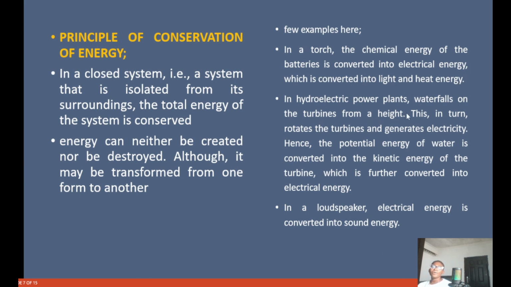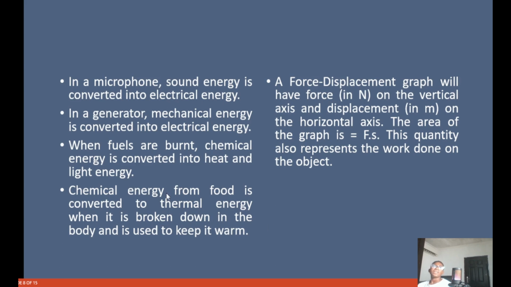In hydroelectric power plants, water falls on the turbines from a height. This in turn rotates the turbines and generates electricity. Hence, the potential energy of water is converted into the kinetic energy of the turbine, which is further converted into electrical energy. In a loudspeaker, electrical energy is converted to sound energy. In a microphone, sound energy is converted into electrical energy. In a generator, mechanical energy is converted into electrical energy. When fuels are burnt, chemical energy is converted into heat and light energy. Chemical energy from food is converted to thermal energy when it is broken down in the body and is used to keep it warm.